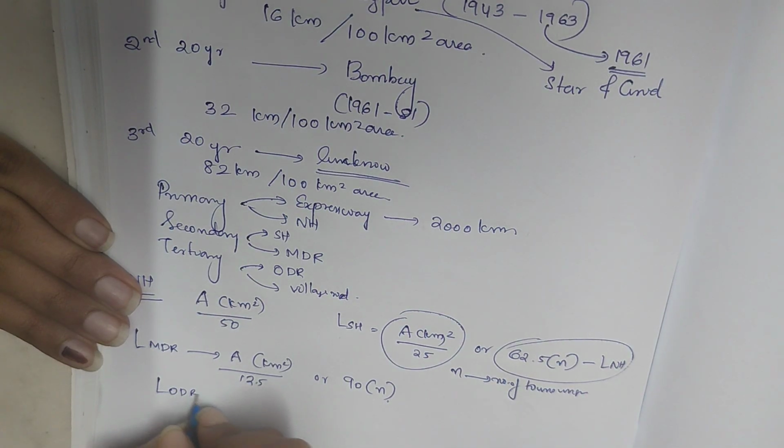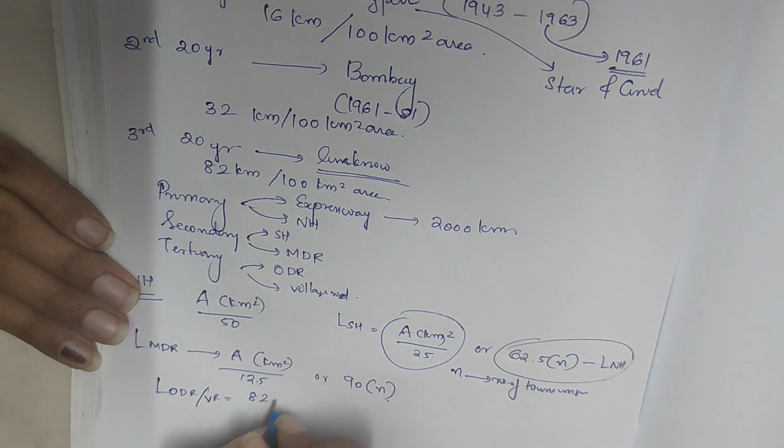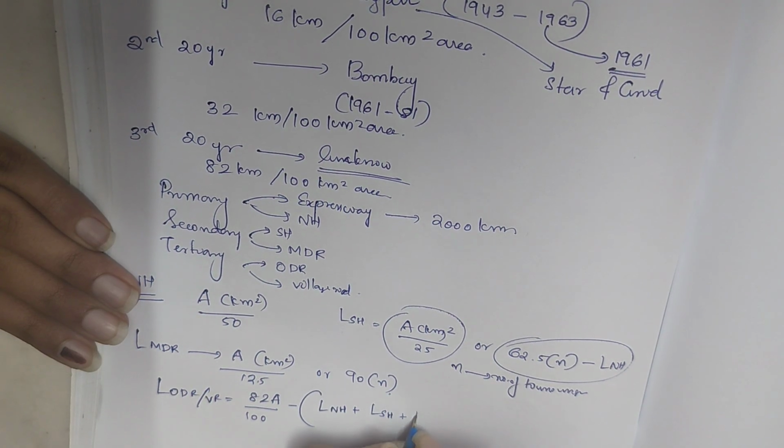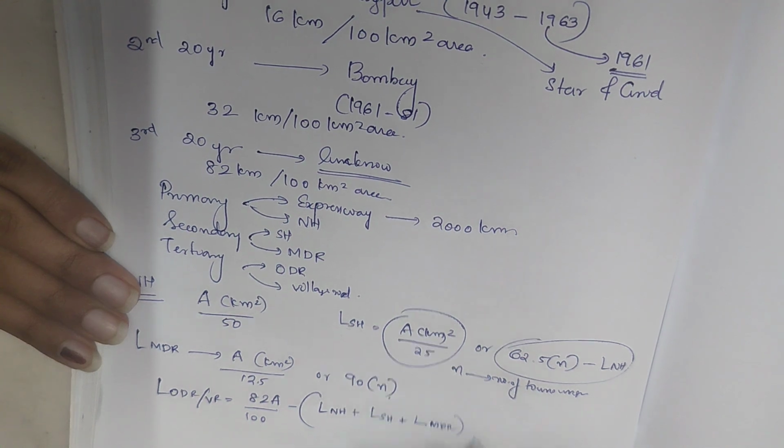Length of other district road or village road was found by 82 into area divided by 100 minus all other lengths, that is length of national highway plus length of state highway plus length of major district roads.